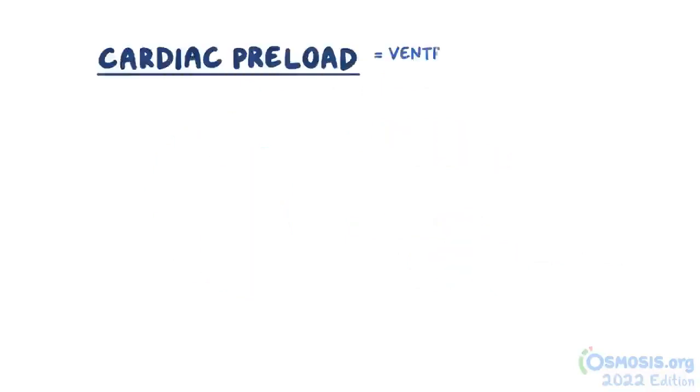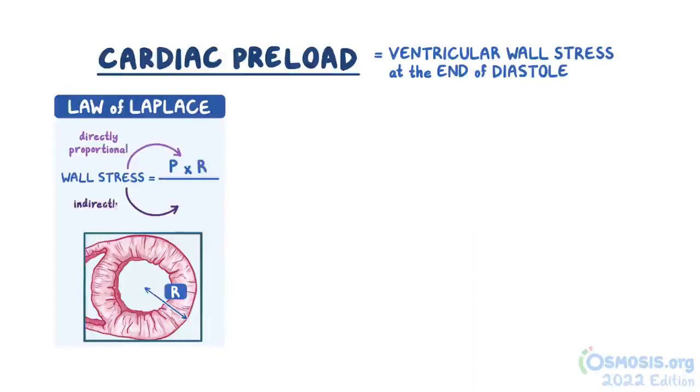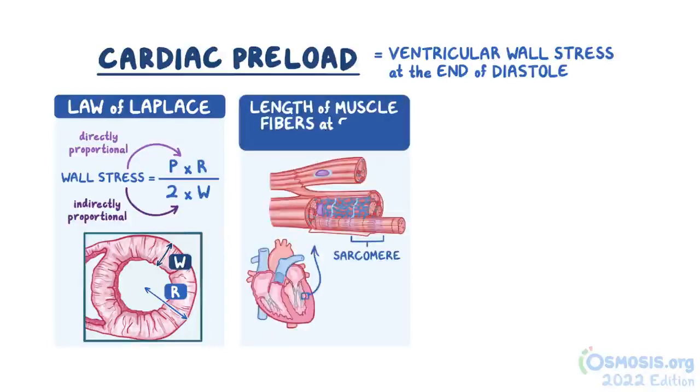Alright, as a quick recap, preload is defined as the ventricular wall stress at the end of diastole. Through the law of Laplace, we can say that wall stress is directly proportional to the ventricular end diastolic pressure and radius, and inversely proportional to 2 times the ventricular wall thickness. Alternatively, preload can be defined as the length of muscle fibers or sarcomeres at the end of diastole. But since these definitions are more theoretical, in clinical practice, the end diastolic volume is used to assess cardiac preload.